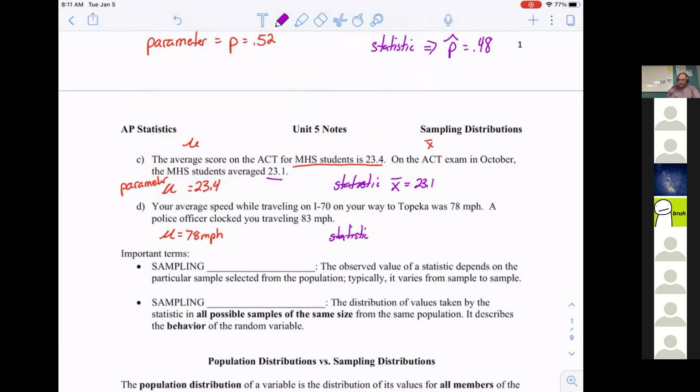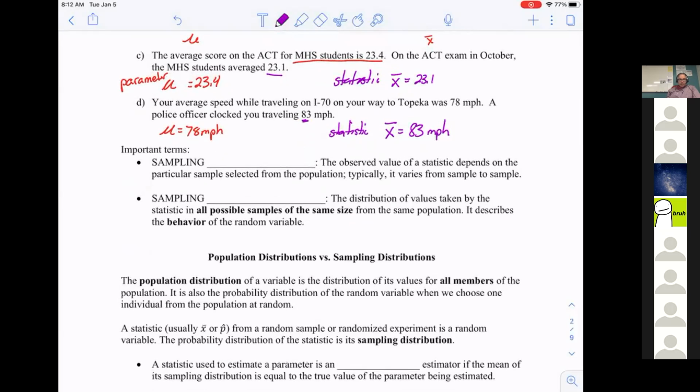Now, this is a little bit, I want to say squishy, because X bar tends to mean the sample mean. And we aren't talking about a sample. The police officer didn't take a sample of my driving 5 times and then average those out. So again, this is more for understanding what's a statistic and what's a parameter. But there we go. Okay.